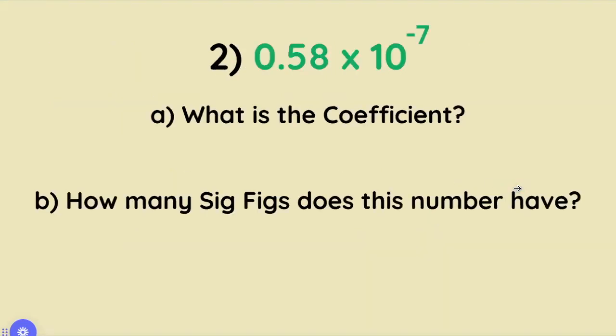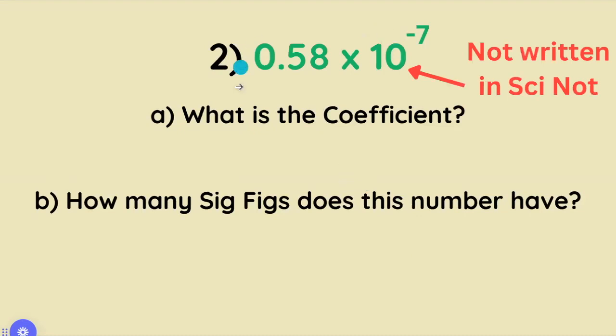Next question is to determine both the coefficient and the amount of significant figures this number has. So even though 0.58 appears to be the coefficient as it's right in front of the 10 to the negative 7, it's not between 1 and 9.999. For this reason, this number isn't even written in scientific notation. So we need to write it in scientific notation and then determine these things below.